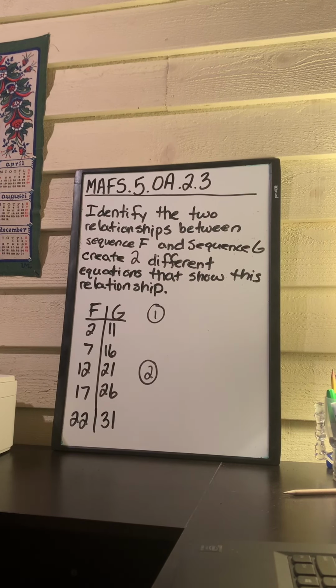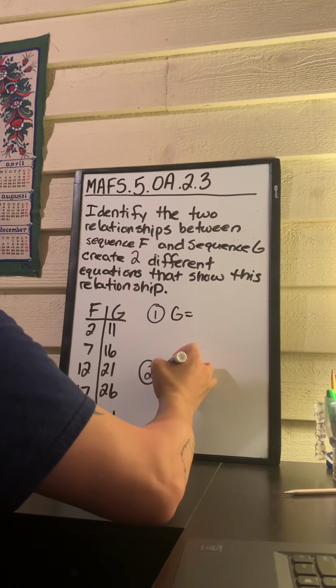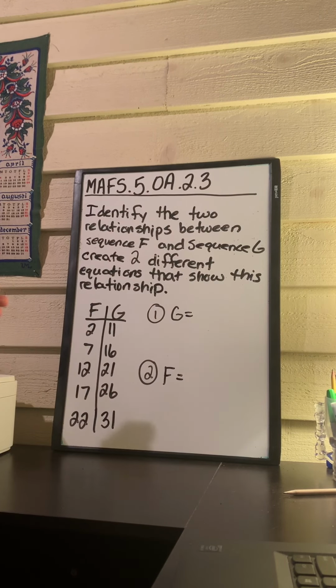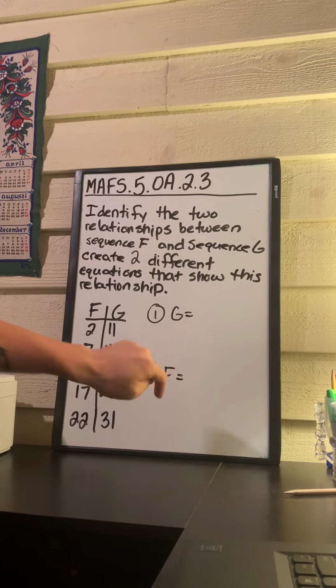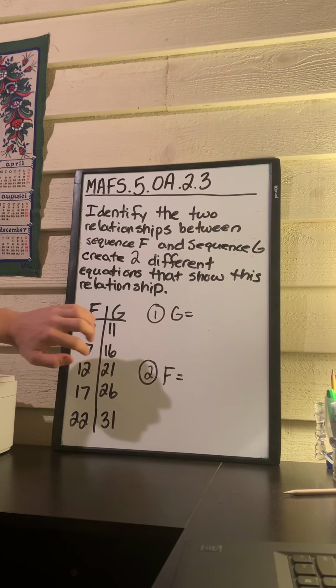So, looking at these two patterns, I'm going to start with, how do I get G? Okay. And the second one is, how am I going to get F? I'm going to go ahead and write that so you know all we're doing is, how do I get G and how do I get F? So how do I get G? That means I'm going to look at F. How did I get from F to G? And it must work every time.